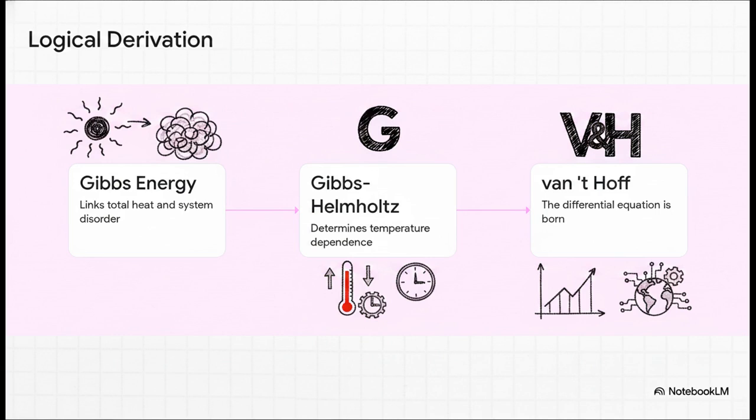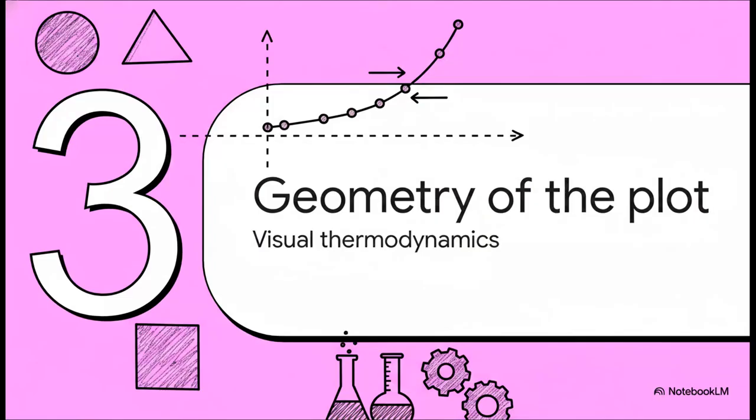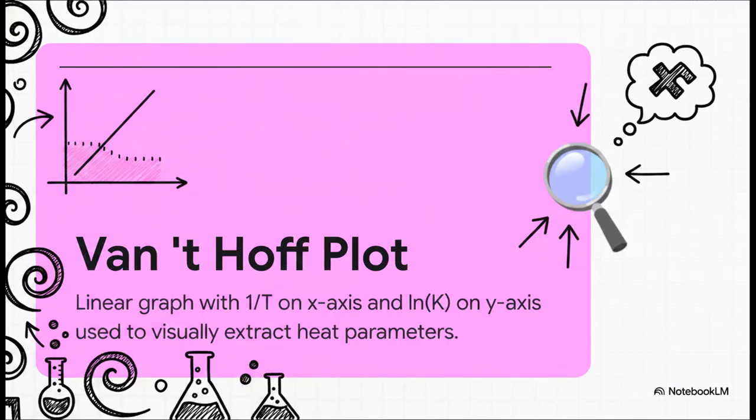Now don't worry, we're not going to get trapped in the heavy calculus today. The absolute crucial takeaway here is that this formula translates those abstract, theoretical variables into real-world, highly predictable actions. Section 3. Geometry of the Van 't Hoff plot. So let's translate all that heavy, intimidating math into incredibly simple geometry.